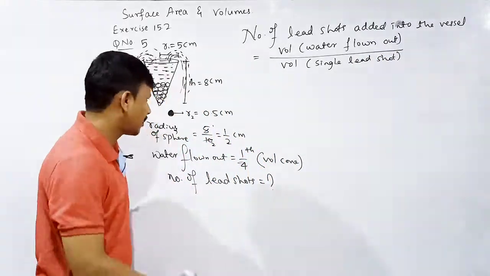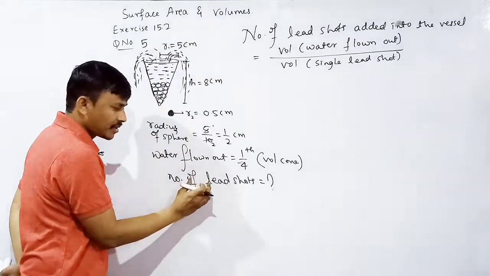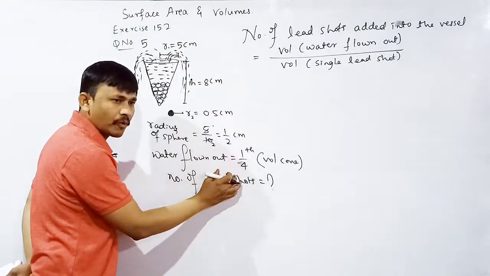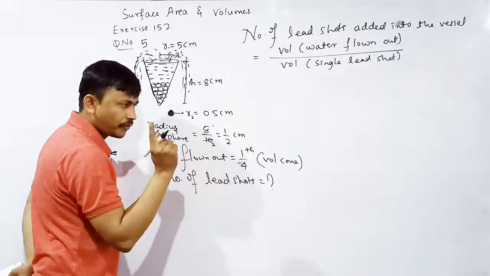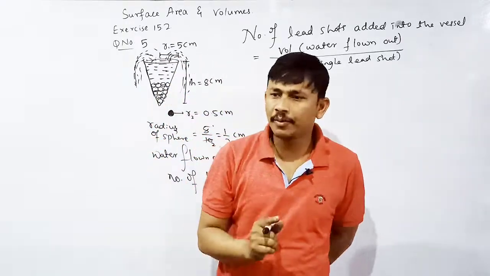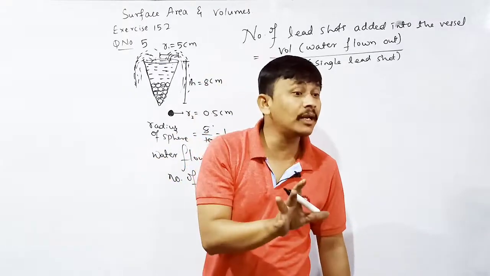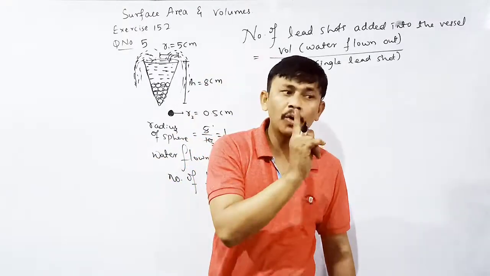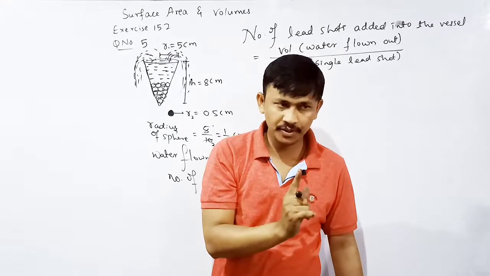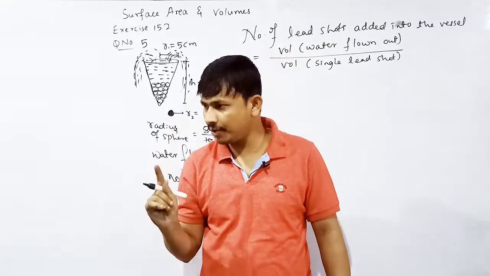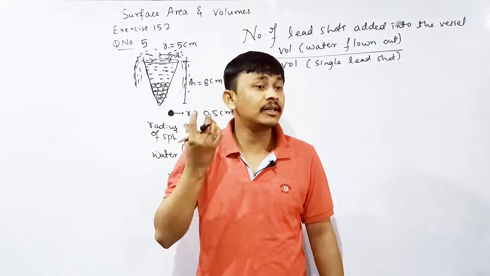Look here. 100 lead shots, 1/4 of water, or 1000 lead shots, 1/4 of water. That means to find one lead shot volume, we divide total water by total number of lead shots, which is equal to 1 lead shot. Understood? But here they have given one lead shot volume. We need to find out how many lead shots.